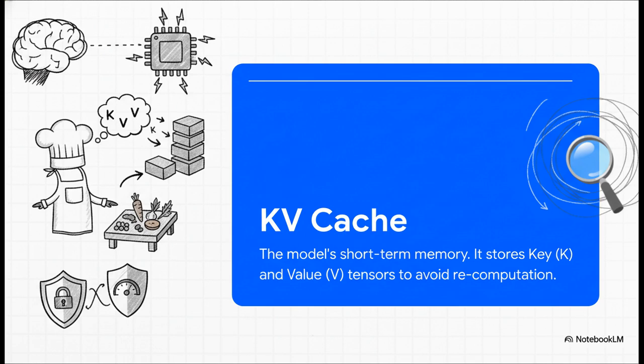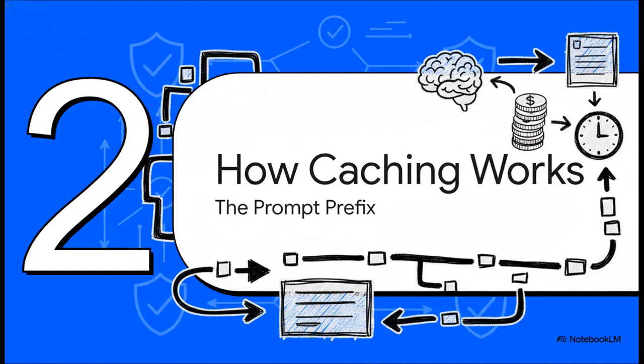It's kind of like a chef who pre-chops all their onions and carrots in the morning. Instead of starting from scratch for every dish, they can just grab what's already prepped. It saves a massive amount of work. So how do the big companies, the LLM providers, actually use this to make things cheaper and faster for you and me? Well, it all comes down to a really simple but powerful idea, the shared prompt prefix.